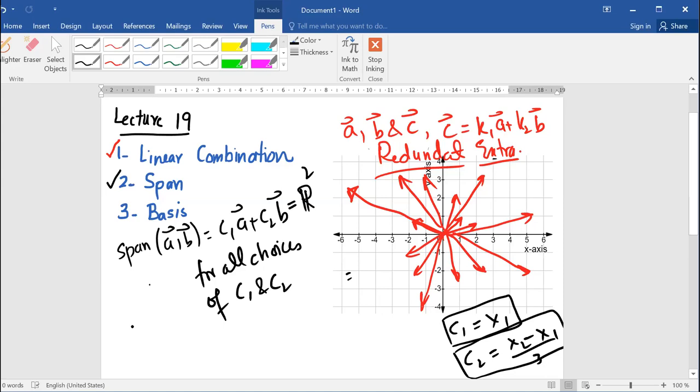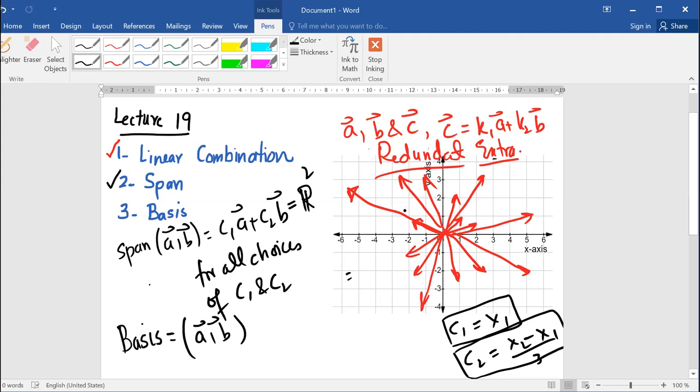So now, what is the basis? If you can span the whole R square with linearly independent vectors, then these linearly independent vectors will become a basis. So here the basis is A, comma B. A basis consists of those vectors which are independent. Now here is the difference.